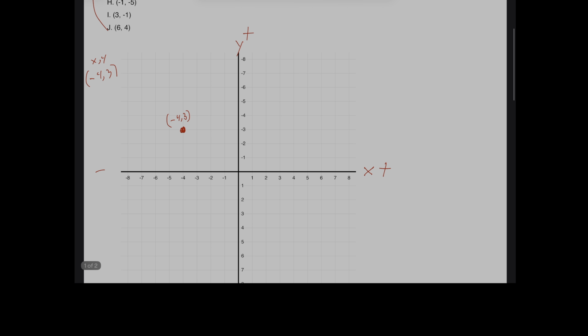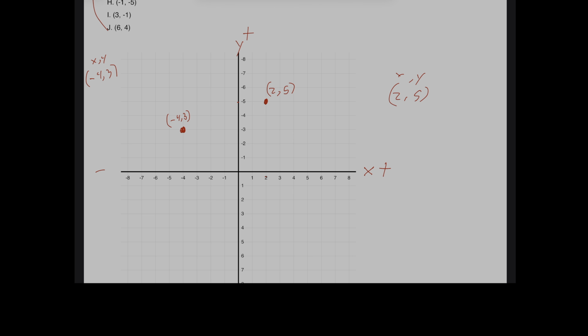We're looking for 2 and 5. Okay, so 2 is my X value. Okay, that's my left to right. So there's the 2. And where's the 5? It's right there. And so they meet right here. That's going to be 2, comma 5.